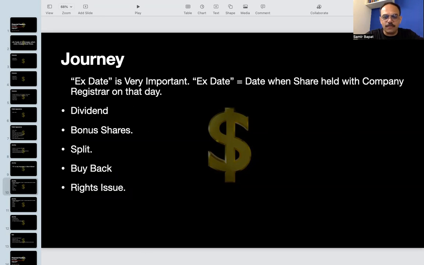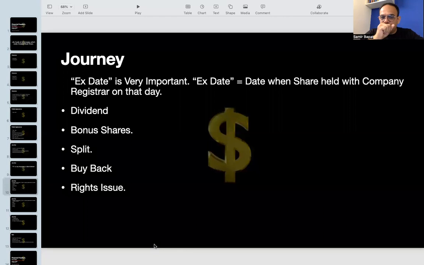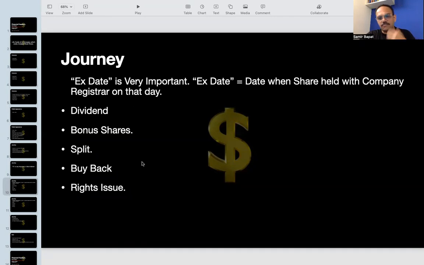Can I have yes from all of you if you are clear about the split? Okay, so split happens. So this is one split.